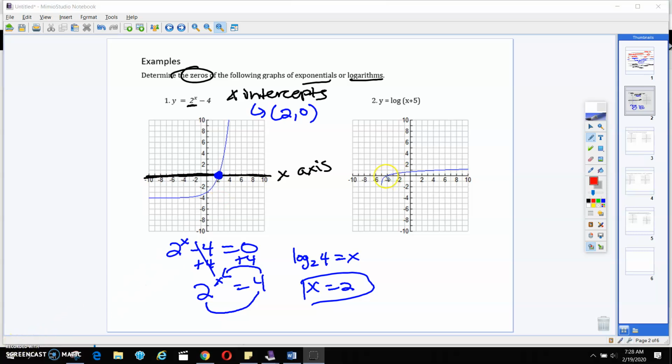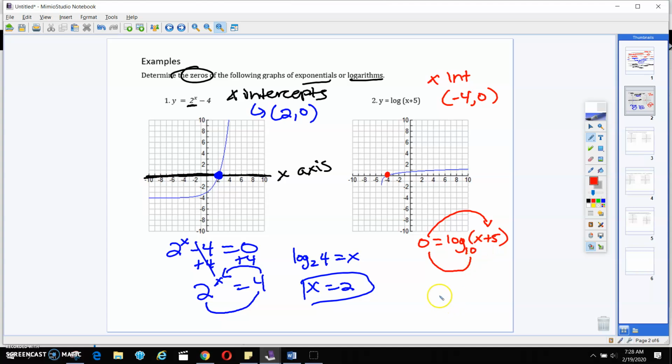If we plug this into our calculator, we're going to get x equals 2, which is exactly what we see on the graph. For the next graph, we know that it crosses at -4. So you're going to have an x-intercept at (-4, 0), right? Now, if we set this equal to 0 and we solve, we're going to put this into exponential form, right? We're going to start at our base, which is 10, go to the outside, and then finish at this number over here. So this is going to be 10 to the 0 power equals x plus 5. And we know that 10 to the 0 power gives us 1. If we solve for x, we subtract 5 from both sides, and that's going to give us x equals -4.